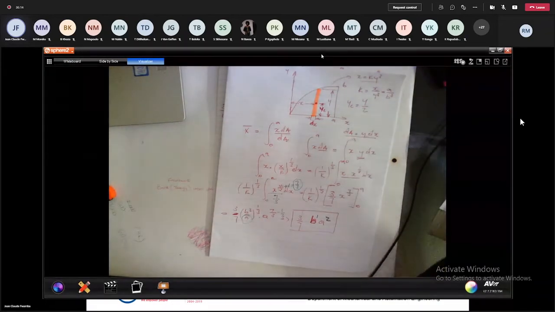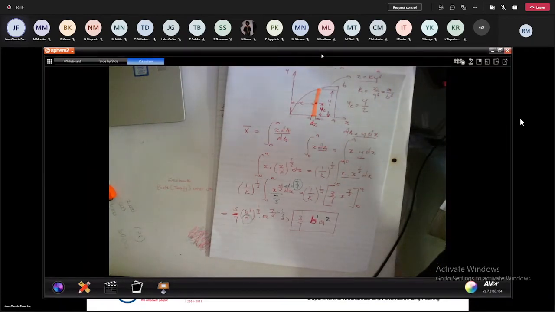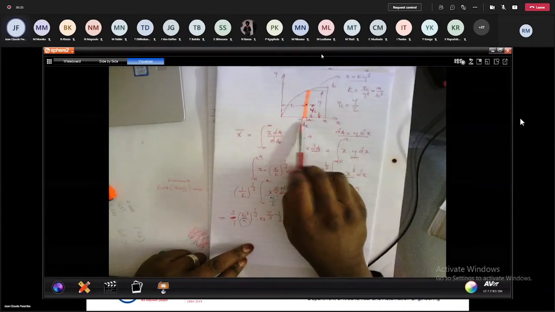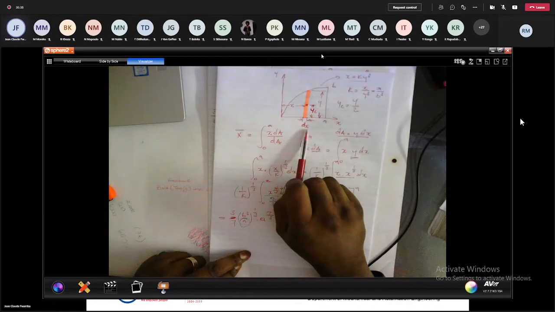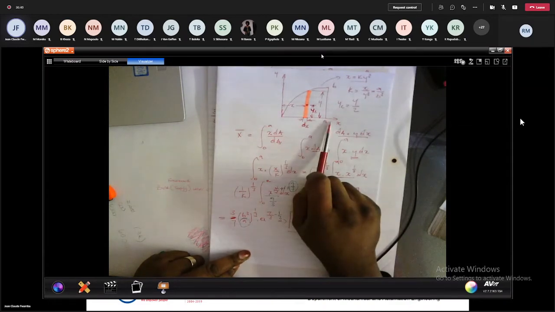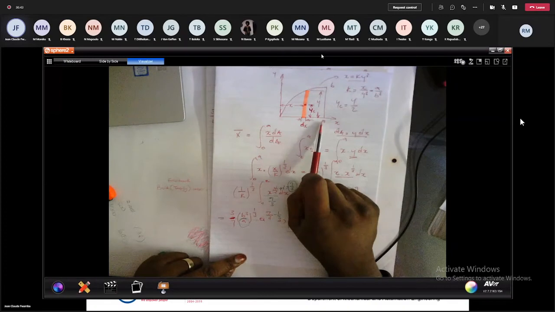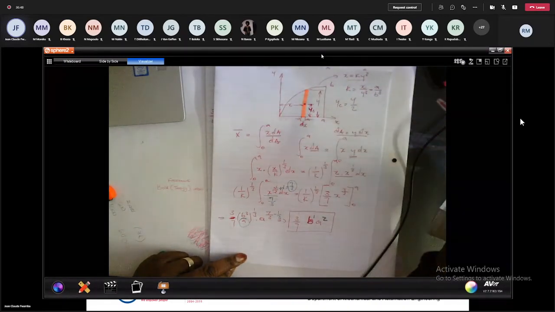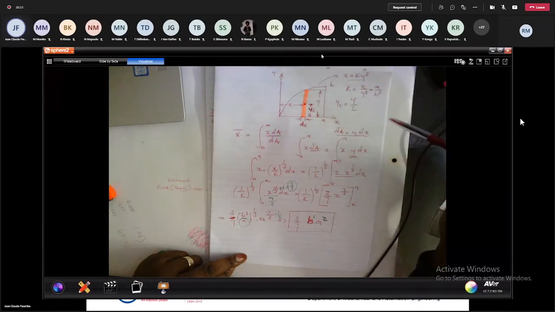I would like to emphasize the steps to be taken. Where do you start? Start by defining or positioning your stripe. Out of that stripe, can you size it up? By sizing it up, I'm referring to giving it some kind of dimensions. In this case, it was the thickness. Let it be dx if it sits on or is parallel to the x-axis. Let the length be y because it's parallel to the y. You don't want to give it a value, right?